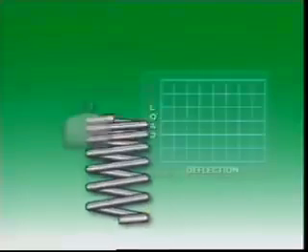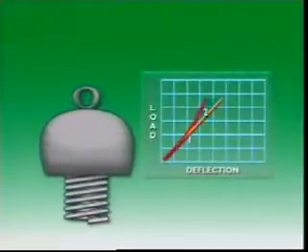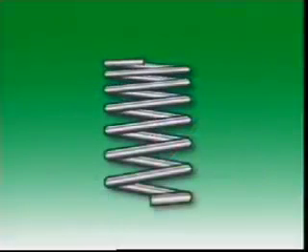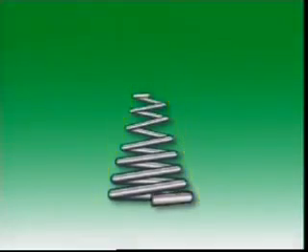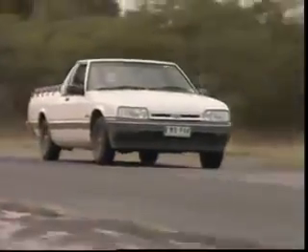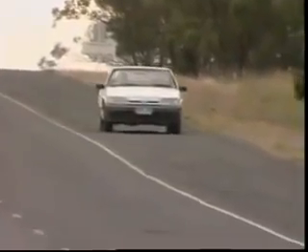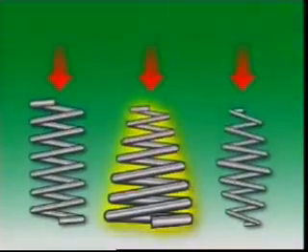When the pitch is varied, the deflection rate varies too. The spring is then said to have a progressive rate of deflection. Similarly for a varying wire diameter, and the shape. A spring with a progressive rate deflects readily under a light load, but increases its resistance as the load increases, which gives a softer ride.